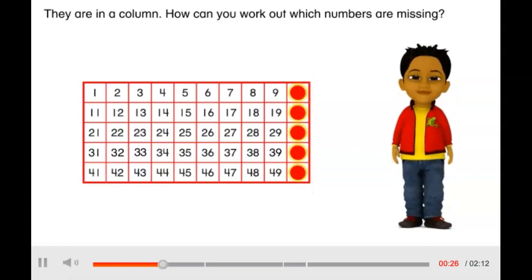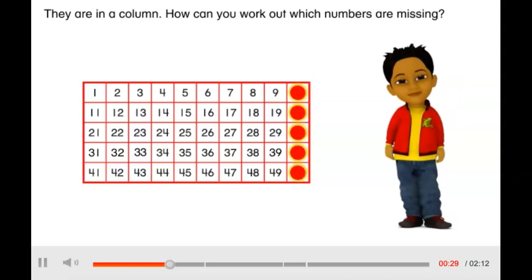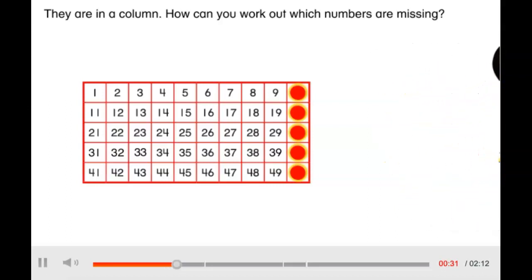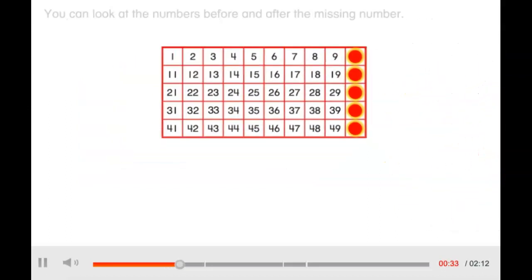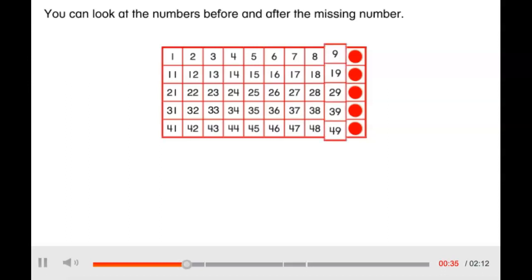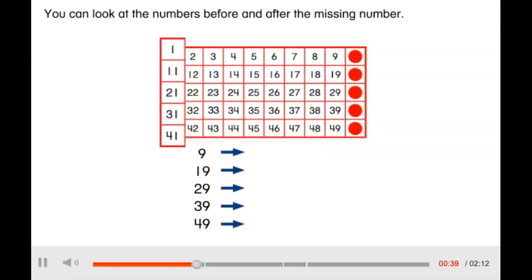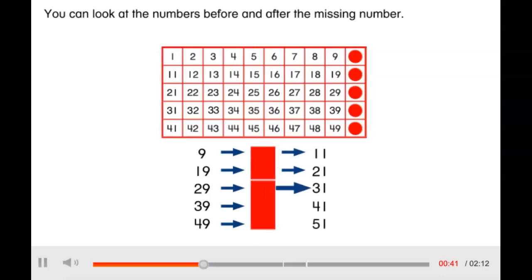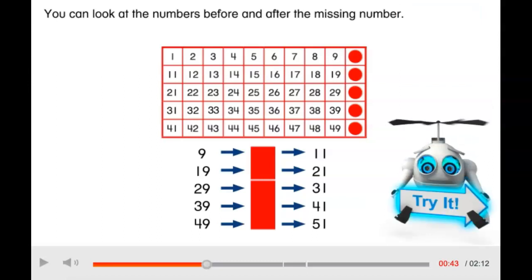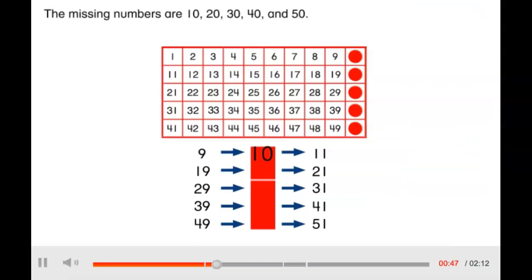How can you work out which numbers are missing? You can look at the numbers before and after the missing number. Missing numbers are 10, 20, 30, 40, and 50.